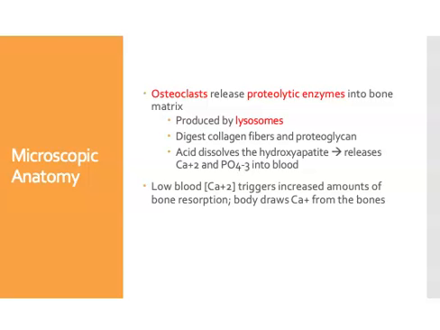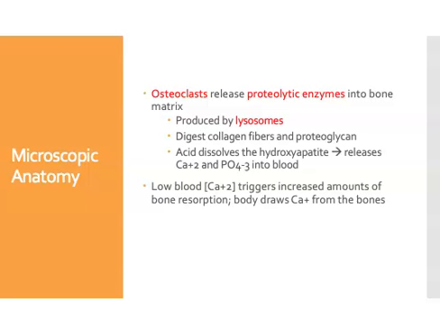Osteoclasts are doing the work of removing bone from established bone. They are eating away bone as part of this balancing process. The way they do that is by releasing a type of enzyme called proteolytic enzyme, and that enzyme is capable of breaking down bone matrix. Proteolytic enzymes are a family of enzymes, and they are produced by and released by lysosomes.